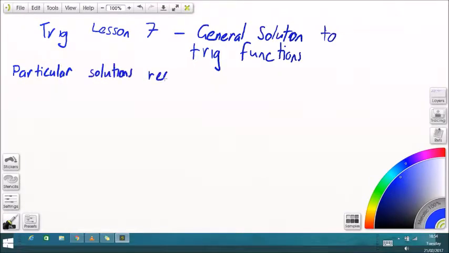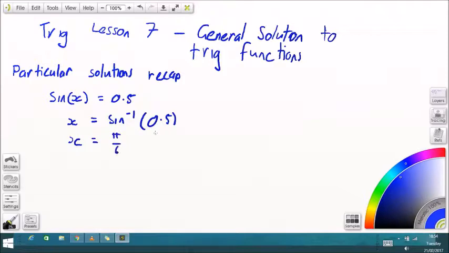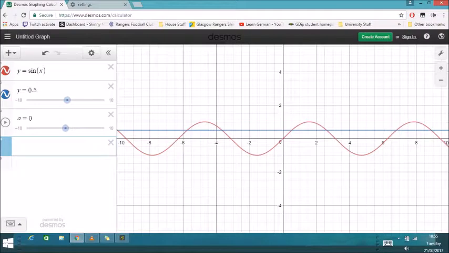Right, we're going to take a look at the general solution to trig functions today. So we'll start off with a recap of particular solutions, because general solutions involve these and they're a bit trickier, a bit more complicated, so this video is a little bit longer. The answer to this one is x equals pi over 6, or 30 degrees. But this is just one solution and there are many.